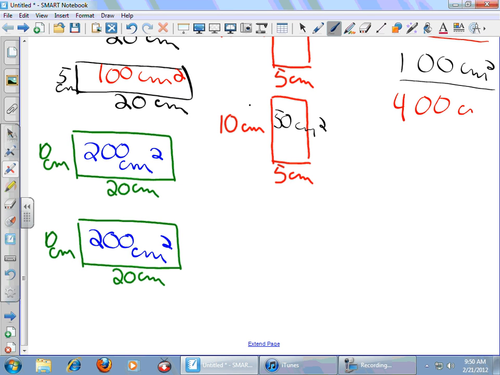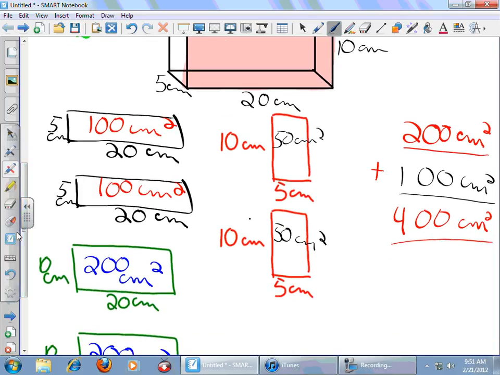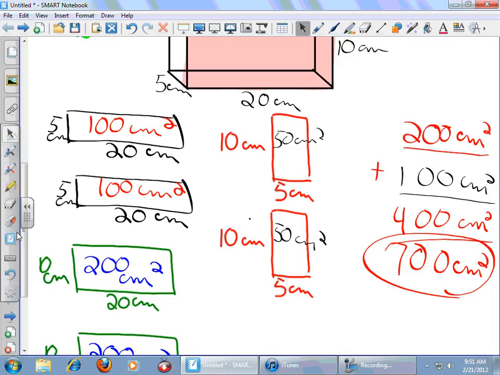400 centimeters squared. Now, I'm going to take all these areas, and this is the hard part, I'm going to add them together. 0, 0, and 7 centimeters squared, 700 centimeters squared. That would be the surface area of this rectangular prism. I found the area of all the faces, and I put them all together.